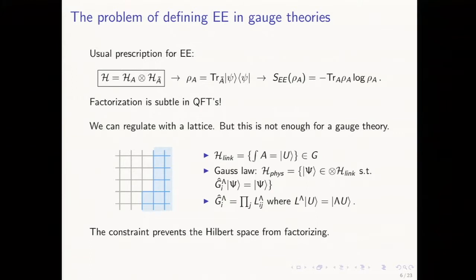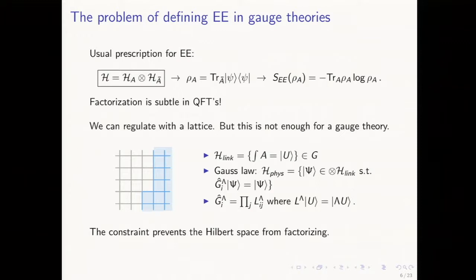Okay, so let me get started by reviewing the problem of how you define entanglement entropy in a gauge theory. This is really the summary of the work of many people in the last 5 or so years, including some of the people in this audience. So what's the problem with defining entanglement entropy in a gauge theory?